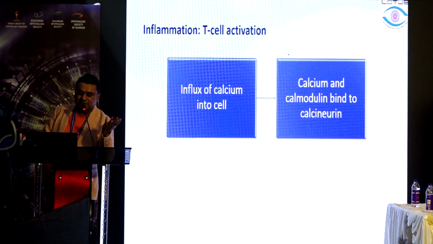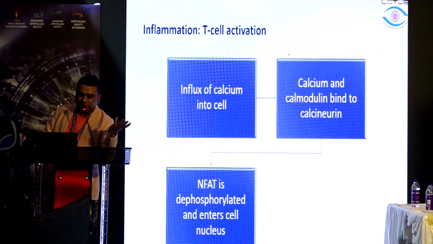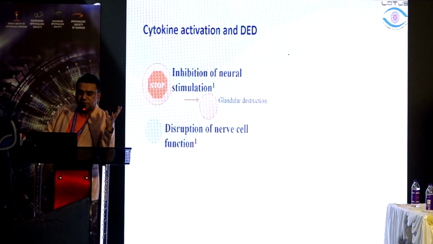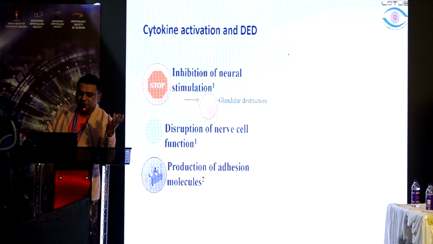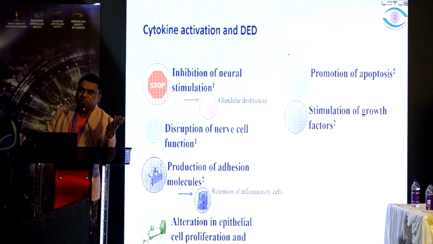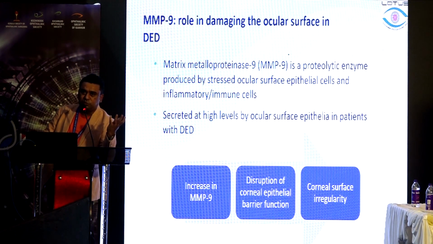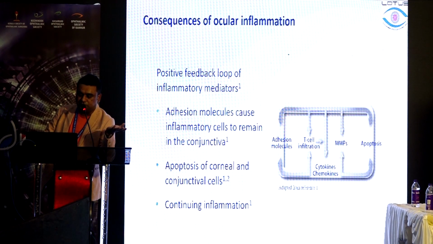Whenever T cell mediated activation happens, we get the influx of calcium into the cells, this calcium binds to calmodulin, then the NFAT gets dephosphorylated, and there is complete transcription of the genes which are involved in the immune system. Because of all this T cell activation, we start getting all these sorts of pathological changes. The most important is there is promotion of apoptosis, and release of multiple growth factors, which brings about the neurosecretory block. Amongst these, the most important is MMP9. MMP9 can also be diagnosed with the chips which are available in the market as of now.